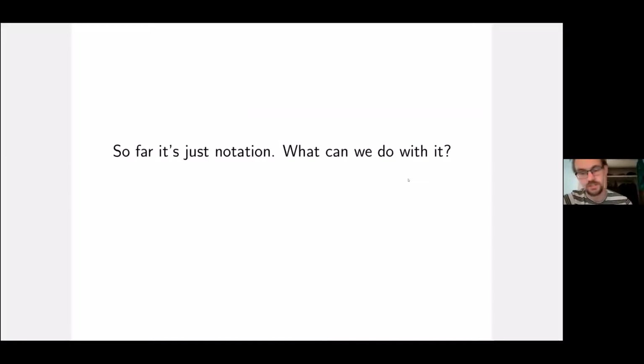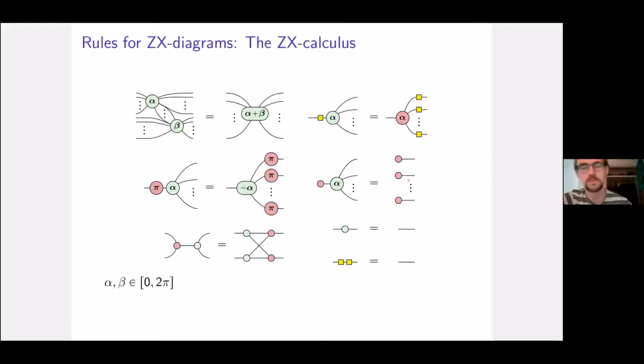Okay, so this is just notation so far, which is fine, but not super useful yet. So what can we actually do with it? Well, it comes equipped with a set of graphical rewrite rules. For instance, in the top left, we see that if we have two Z spiders, or spiders of the same color, that are attached by one or more wires, we can simply fuse these spiders together and the phases add. And the Hadamard gate, this yellow box, we can push this through a spider and it changes the color of the spider and the Hadamard pops out the other end.